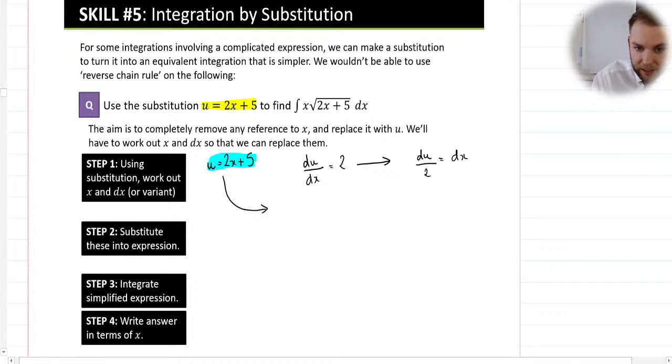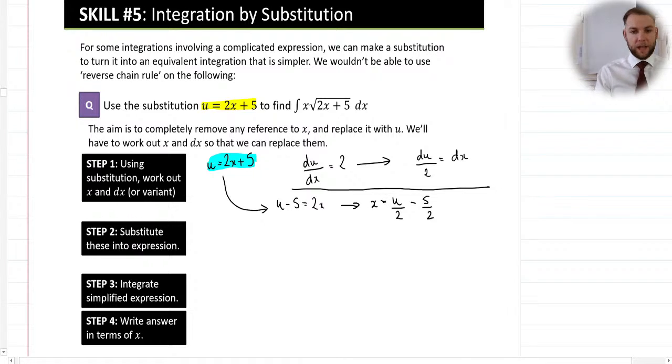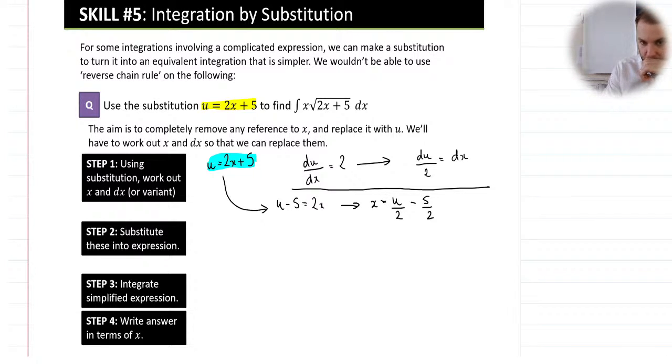So I'll do that down here. Minus the 5, divide by the 2. So let's minus the 5 first. So u minus 5 is equal to 2x. And then just draw a line here so we know these are separate, and then divide by 2. Now I'm going to divide by 2 separately for both of these. So this means that x is equal to u divided by 2 minus 5 over 2. Okay, so there's our first step.